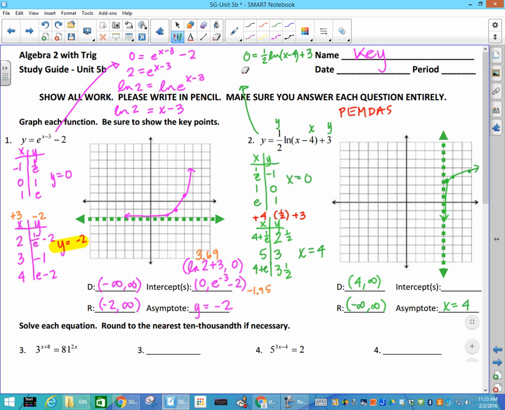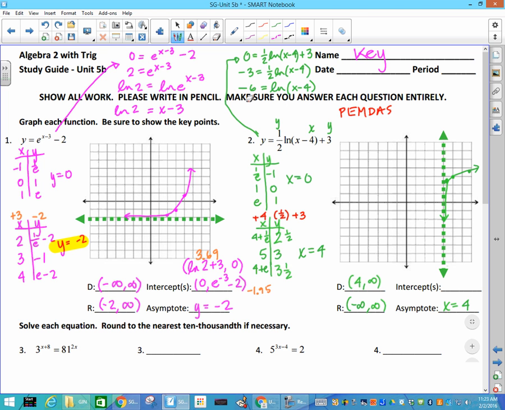So I'm going to take the 3 to the other side, and that's going to give me -3 equals 1/2 ln of x minus 4. And then I'm going to get rid of that 1/2, and I do that by multiplying by 2. So -6 equals ln of x minus 4.